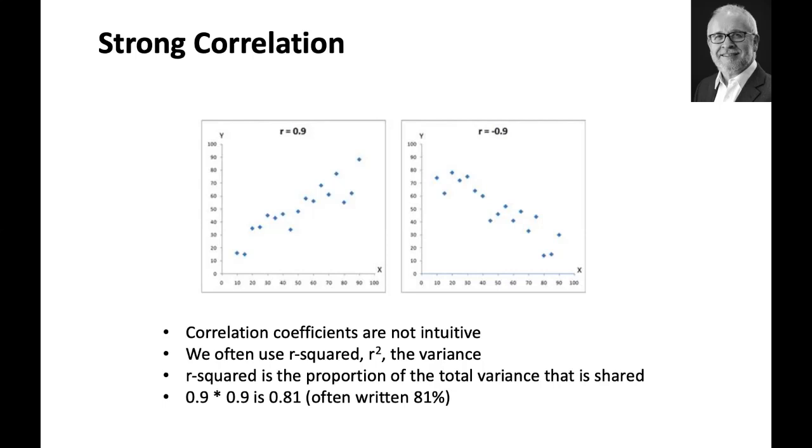So if we take 0.9 and we multiply that by itself, which is what we do when we square numbers, we get 0.81. And when we're talking about R squared, we very often write it as 81%. So 81% of all the variance on that page is shared between X and Y, and 19% of the variance is not shared. We should always think about the not shared proportion as well.